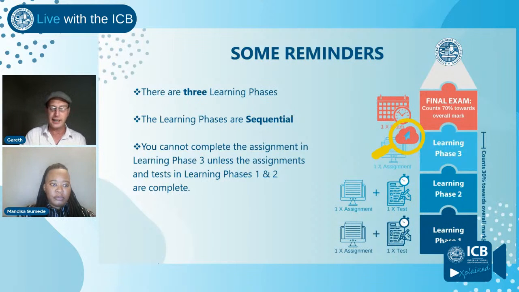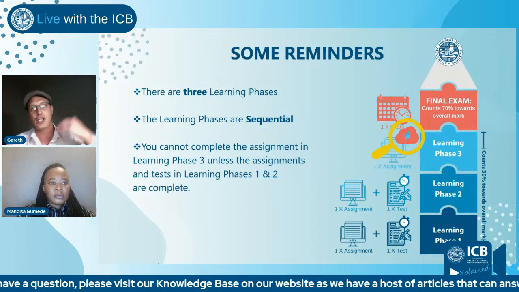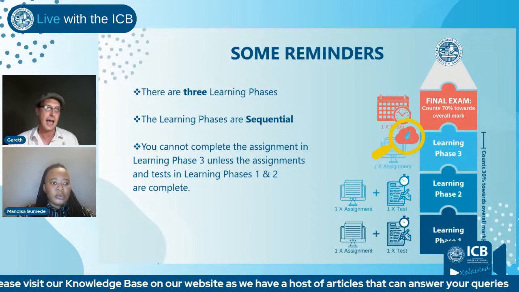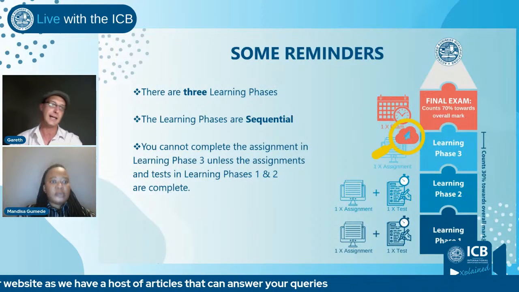Also, you're tested on certain knowledge and skills in Learning Phase 1. Learning Phase 2 tests additional knowledge and skills, but building on what was covered in Learning Phase 1. So again, this is why it is sequential, and you cannot just jump to Learning Phase 3 and do the assignment there. You actually do need those steps beforehand.